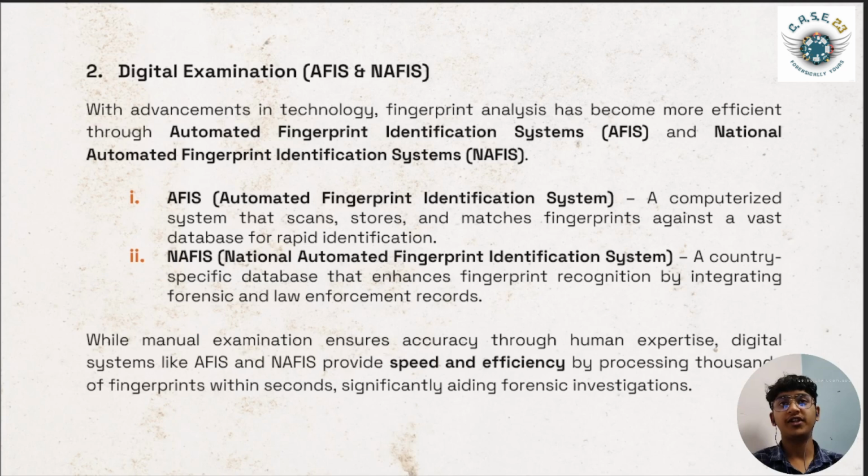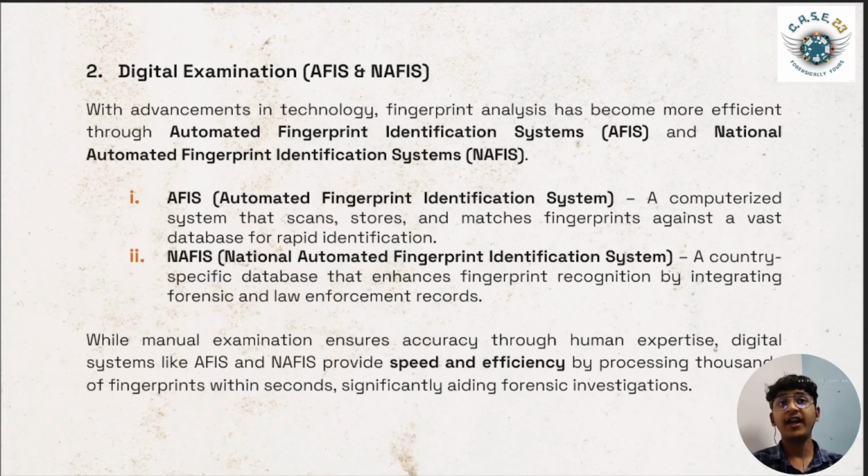Now let's talk about digital examination using AFIS and NAFIS. So AFIS stands for Automated Fingerprint Identification System. Imagine trying to manually compare a fingerprint against thousands or even millions of records. It would take forever. That's where AFIS comes in. It is a computerized system that scans, stores, and matches fingerprints in just seconds. For example, when a fingerprint is found at a crime scene, AFIS can quickly compare it with a massive database of known prints and suggest possible matches.